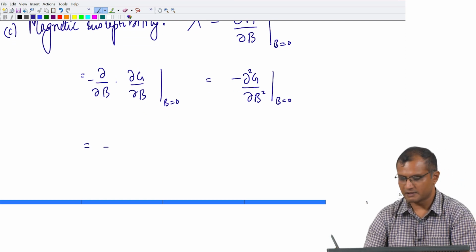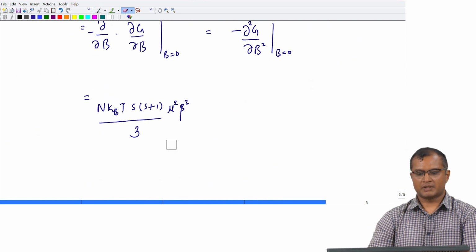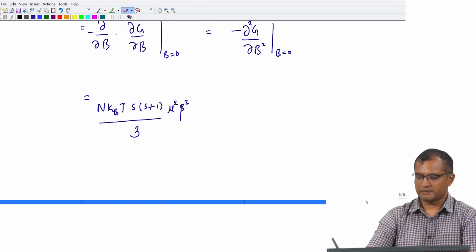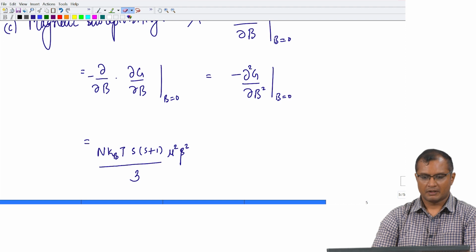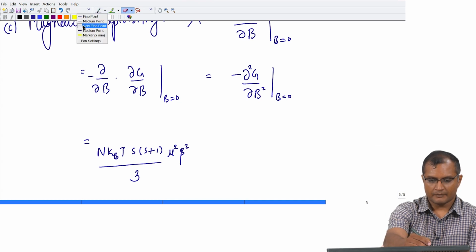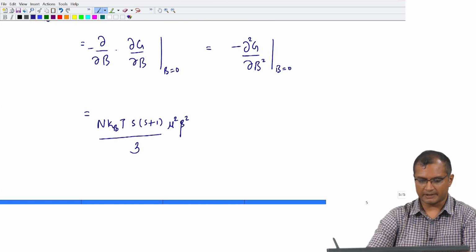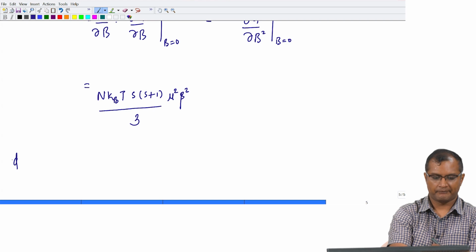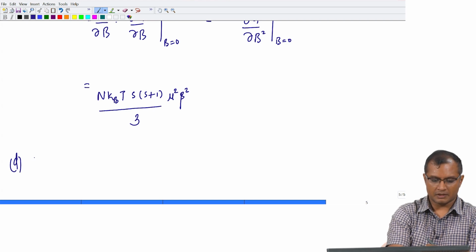So, you take the derivative here. So, that is the value of the susceptibility as the field goes to 0. Okay. And finally, we can compute what is called the heat capacity at constant field.